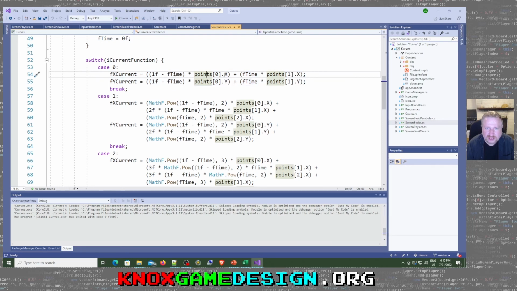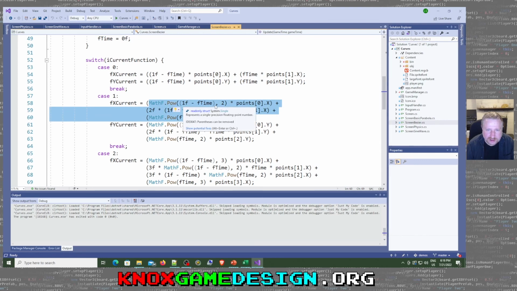1 minus time, times the first point x, plus time times the second point x. So basically we're doing 1 minus time times the first one, then time times the second one, and adding those together. And we do the same thing for y. So the first line and the second line are exactly the same. We're just changing x for y. Then the second function, basically using the 3 control points. This is just basically what I had on the slide written in code.